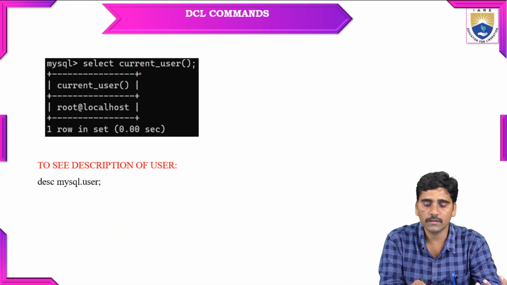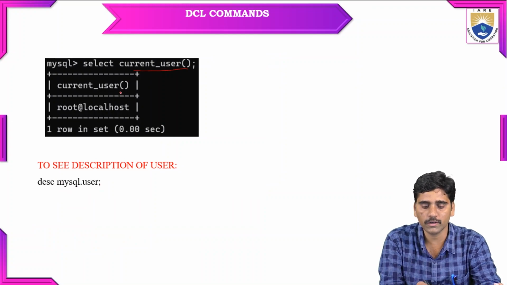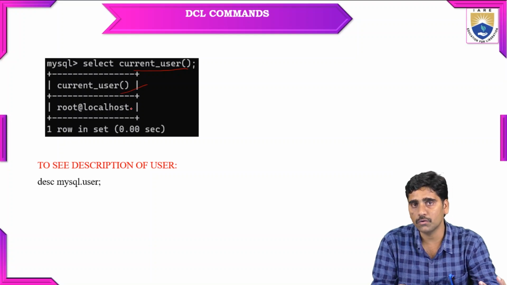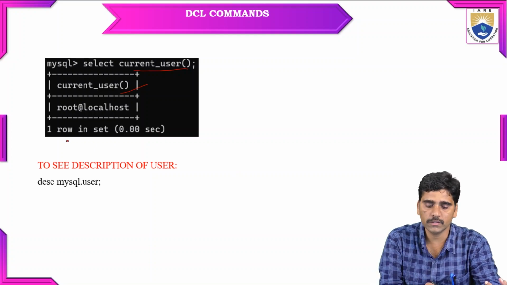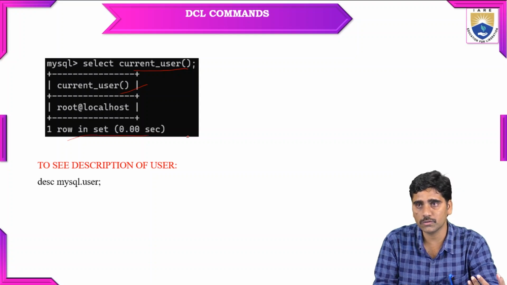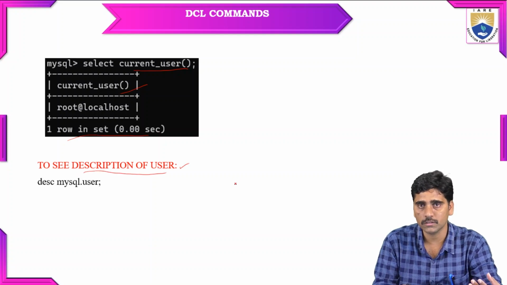So here, select current user. That indicates the current user is root @ localhost. So that indicates the administrator is in user mode. And this executed within 0.00 seconds. So the query is executed and it displays the current user, root @ localhost.